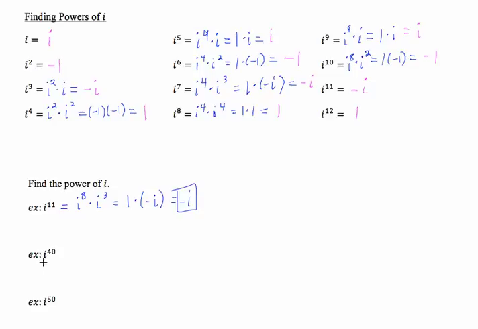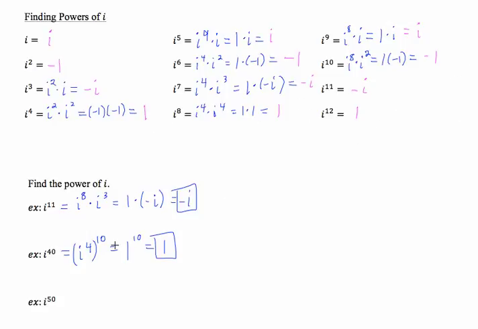i to the 40th, now we want to break that down into a power of 4, or a number that is divisible by 4. Well, 40 is divisible by 4. You could think of this as i to the 4th all to the 10th power. i to the 4th is 1, so you simply get 1. And that is because it would fall in line if you were to write out i to the 13th, 14th, 15th, 16th, 17, 18, 19, 20. 40 would fall in this last row down here.